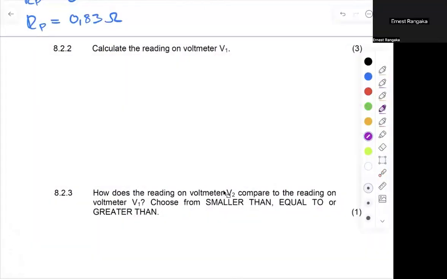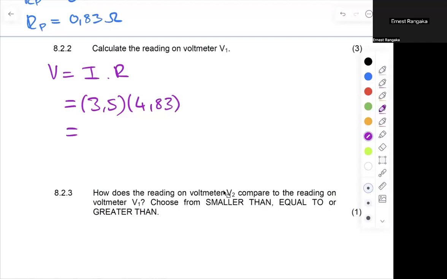So to work out my V external, V is equal to I times R. What is my I? My I is the current that was given to me, right? And that current is going to be 3.5 amps. My resistance, I just worked that out. And that resistance in that case is going to be 4.83. If I plug that into my calculator, you guys should come out with an answer of 16.91.